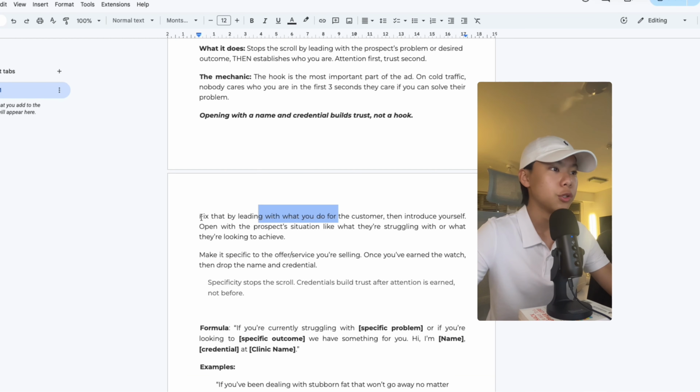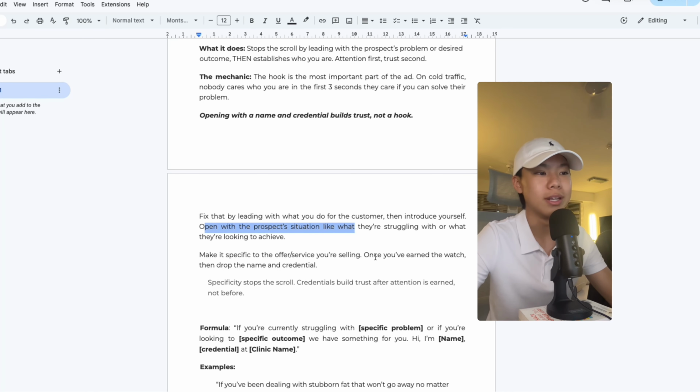You want to have a hook. You can fix that by leading with what you would do for a customer, then introduce yourself. Open with the prospect's situation, for example what they're struggling with or what they're looking to achieve. Make it specific to the offer or service that you're currently selling. Once you have earned the watch, then you drop the name and credential.